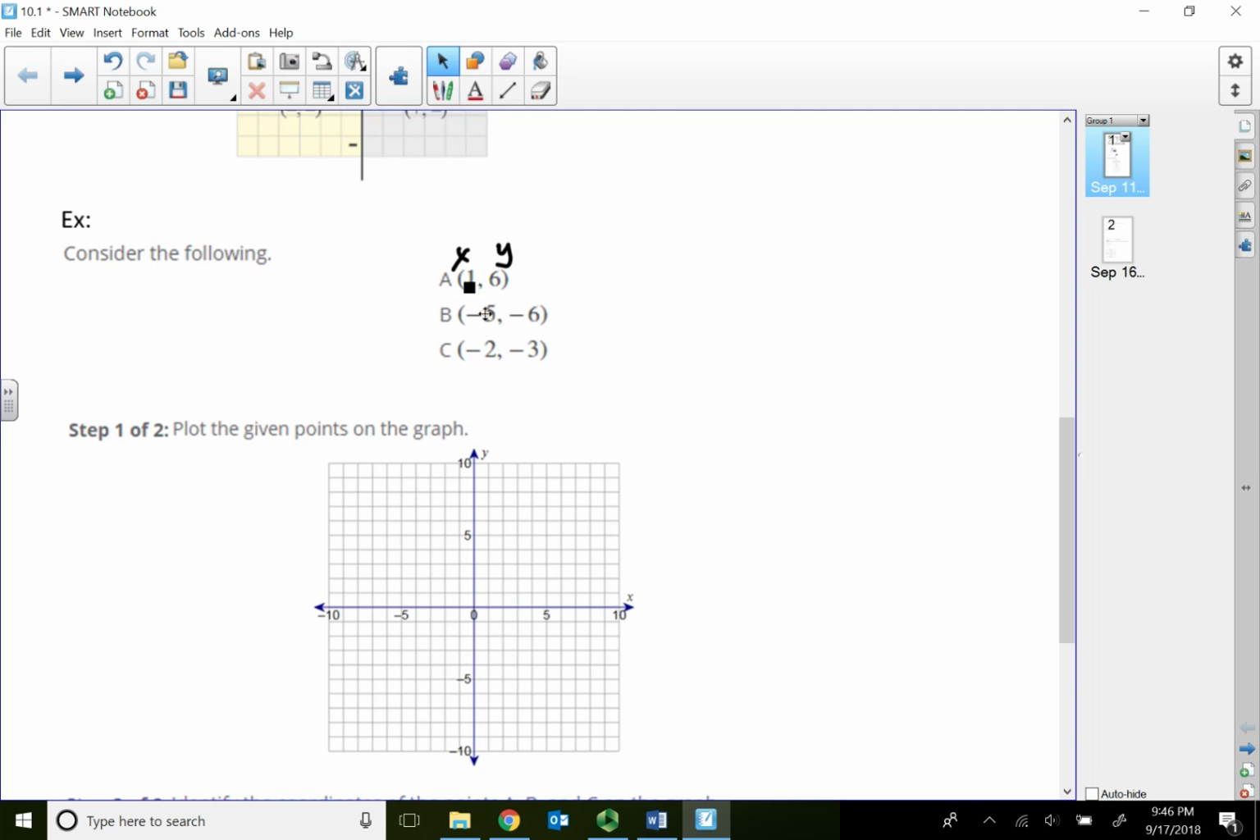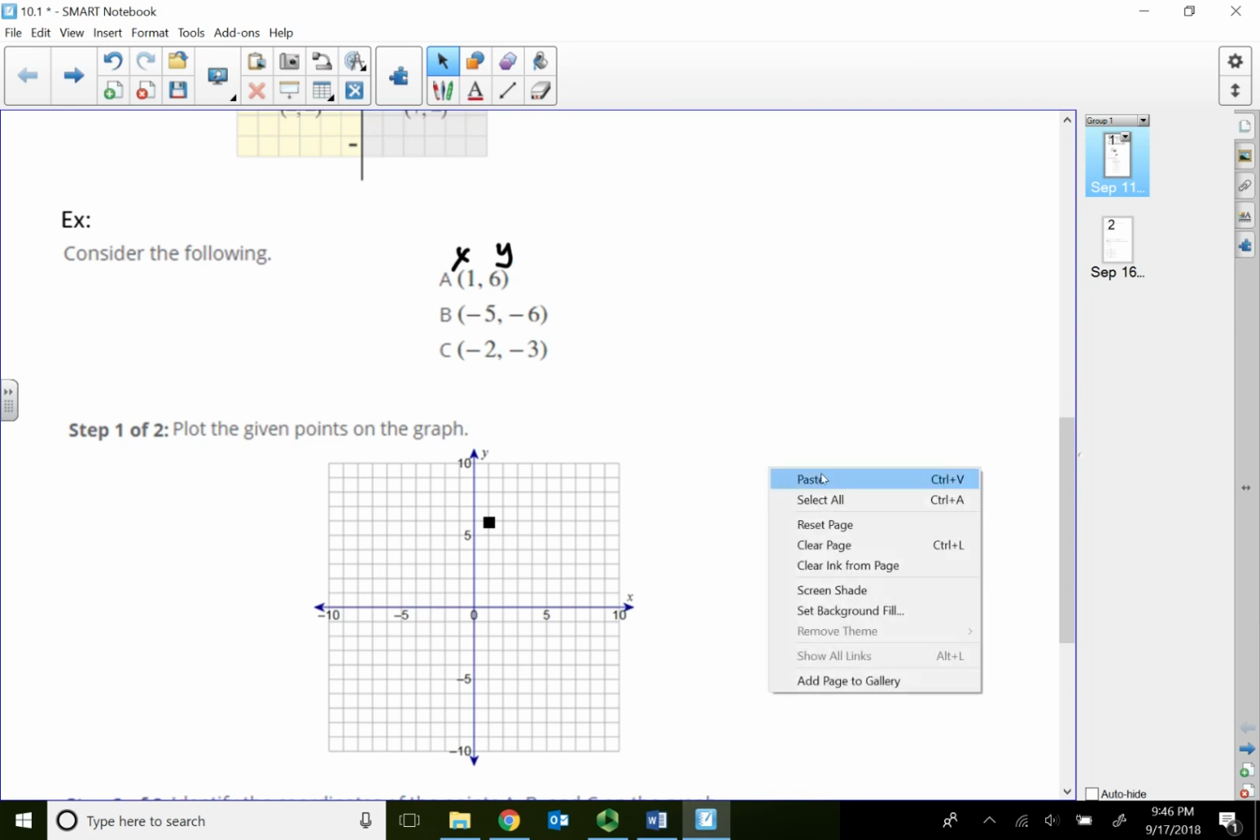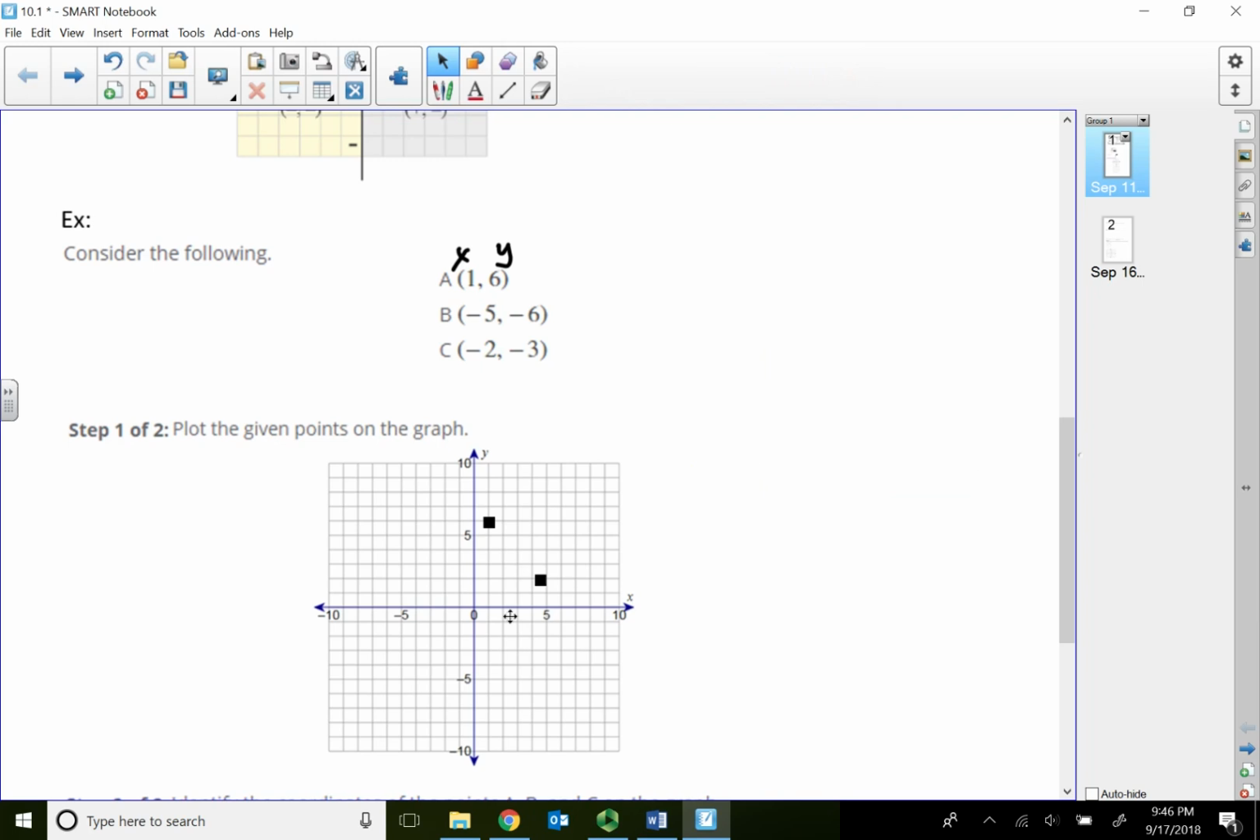So when the x value says 1, we go to the right one. And then the y value says 6. So we go to the right one and up 6. So that point right here must be my point A, where the coordinate says (1, 6). Remember, this (1, 6) is only one point. I have seen students go to the right one, put a point there, and then up 6, put another point there. That's actually 2 points, not just one.